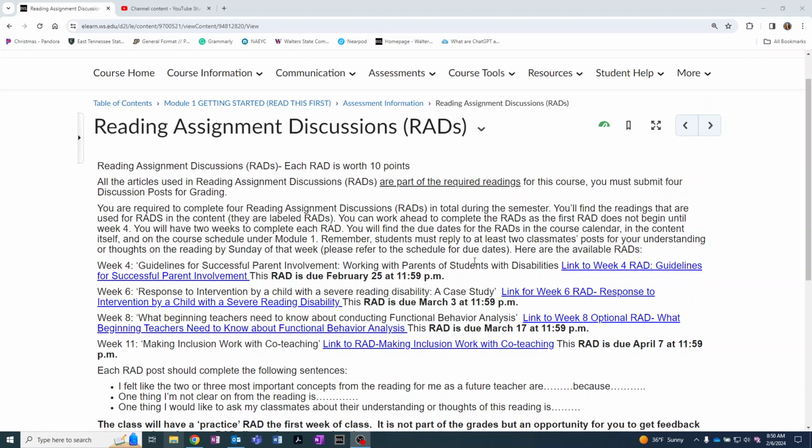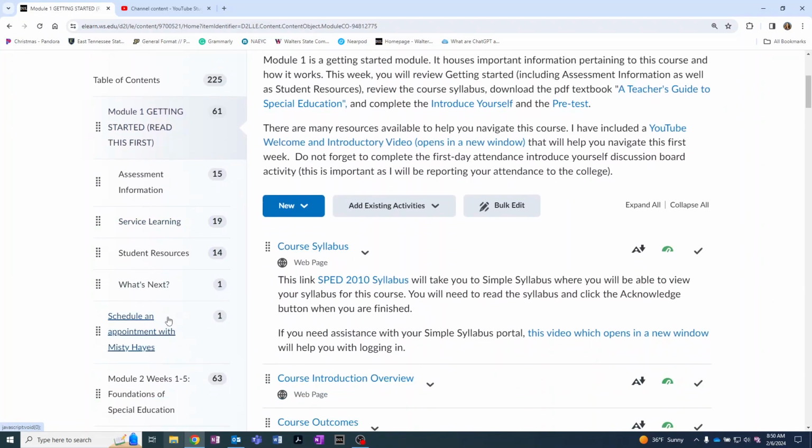So, first off, I want to show you how you get to the actual RAD information. I will also have links in the weeks that you have them due, but I wanted to show you where they all would be located. If you click on Module 1, Getting Started, underneath the table of contents, all the information about the assignments and everything you need to know is going to be in there.